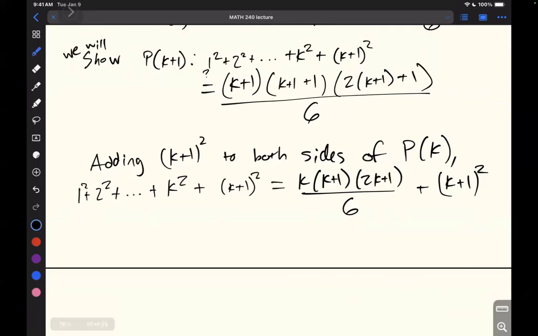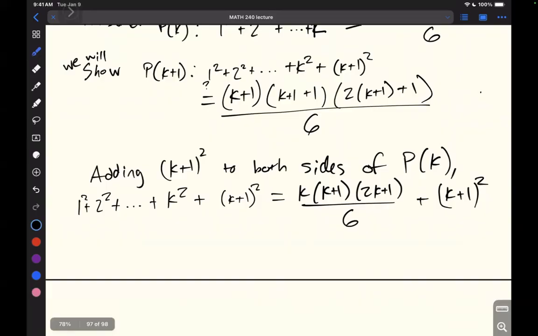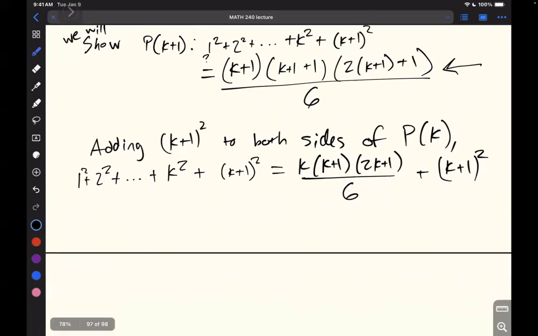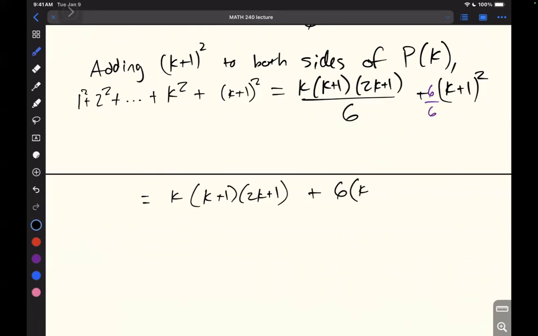All right. So once we do that, typically the strategy is now you ignore the left-hand side and work to simplify the right-hand side into something that looks like this. So let's look at the right-hand side. We can multiply a term by 1. So let's multiply it by 6 over 6 to get it onto the same fraction. And so this is equal to K times K plus 1 times 2K plus 1 plus 6 times K plus 1 squared, all over 6.